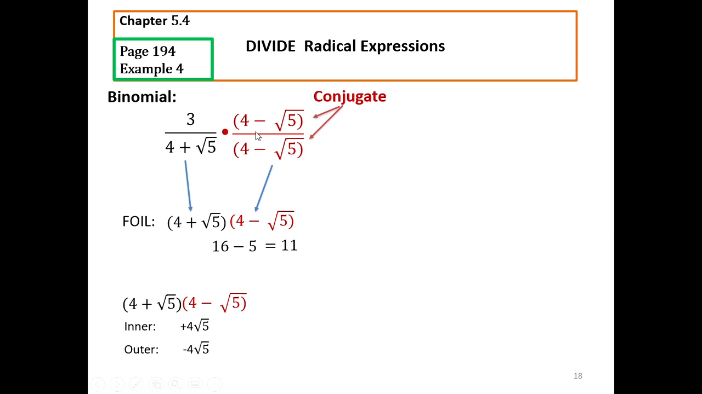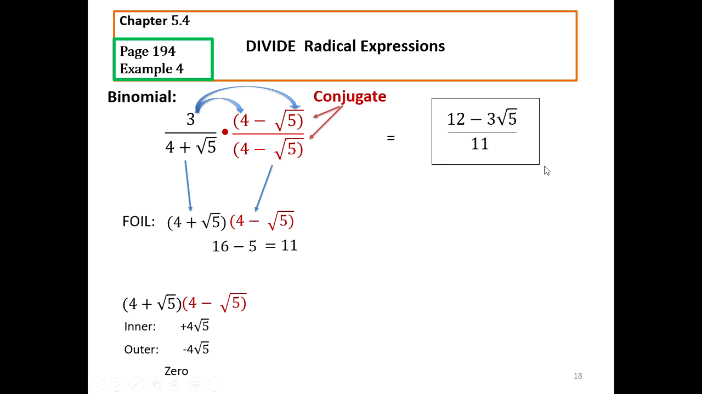So we work this, the numerator, we're going to do distributive property. So 3 times 4 is 12. And 3 times negative square root of 5. Remember there's a 1 here. You multiply outside first. 3 times the 1 is 3. And the square root of 5. And then we have over 11. And that's your answer.